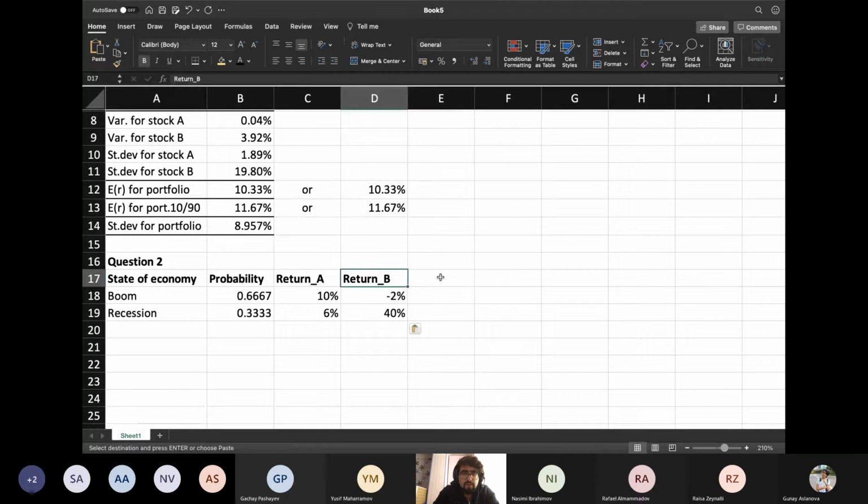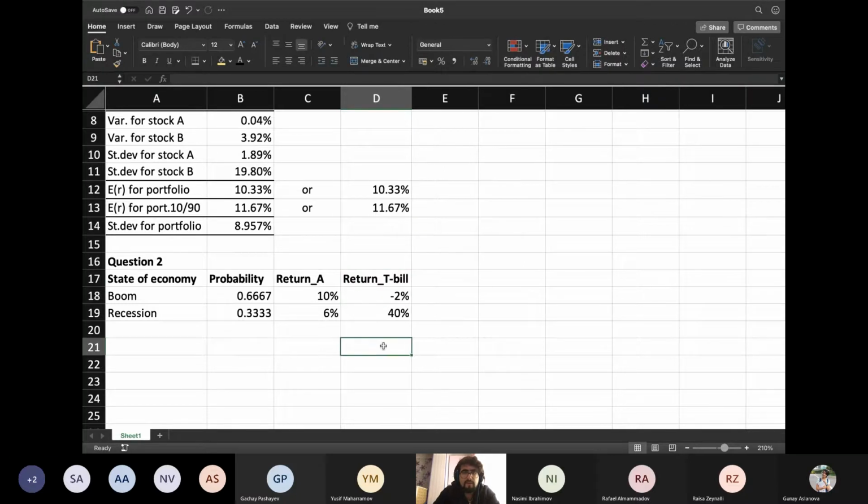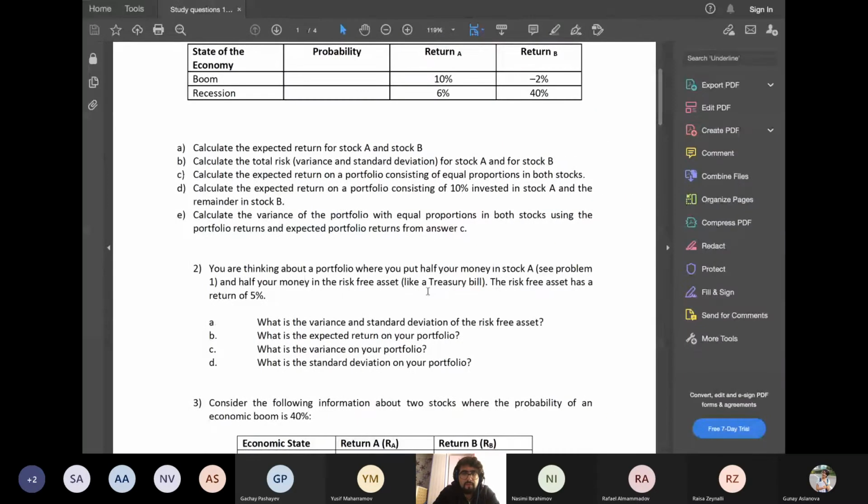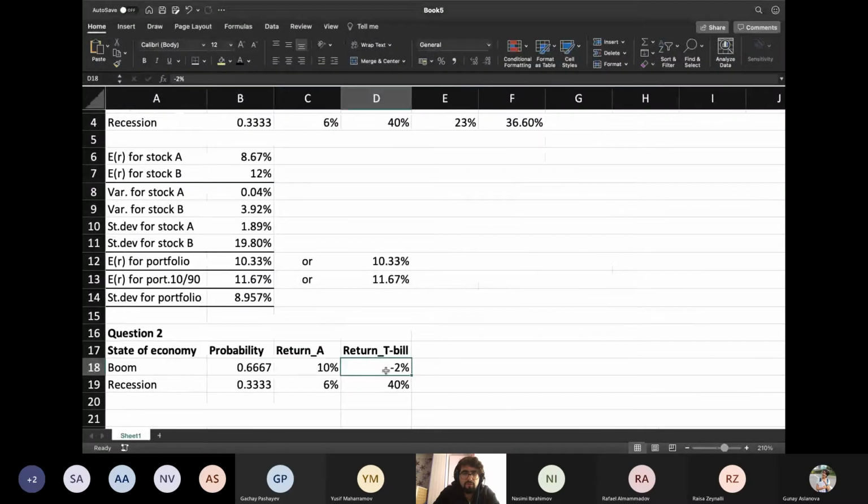Only we have a treasury bill return, T-bill. Treasury bill is a risk-free asset. It is a government security. So return rate 10%, 6%. Risk-free asset has a return of 5% in each state of the economy.